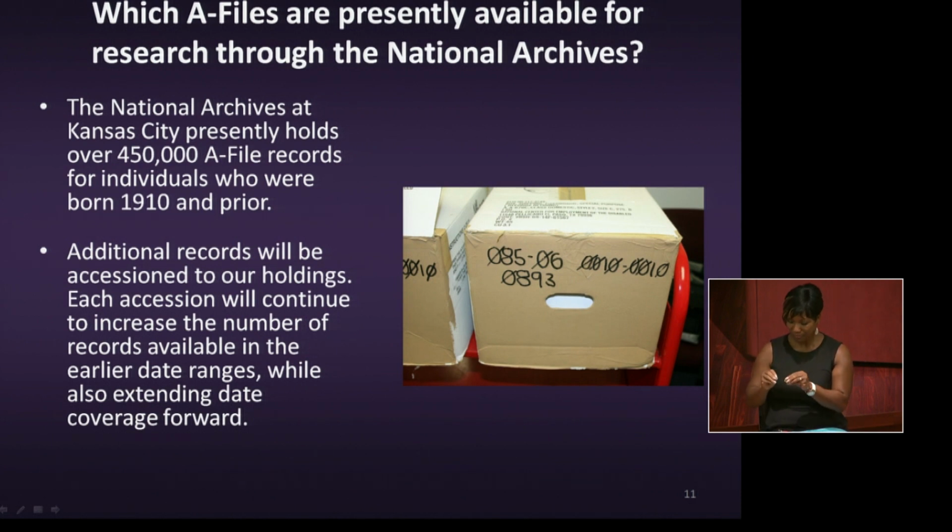In San Francisco, they're maintaining some of the A files that were created out of the Reno, Guam, Honolulu, and San Francisco INS district offices. It's also important to note that additional records will continue to come into the National Archives that will extend that date of birth from 1910 on to a more current date of birth. And so currently, though we don't have all the files for individuals born 1910 and prior, that is our date cutoff, and so be cognizant of it when you're working to make a request.